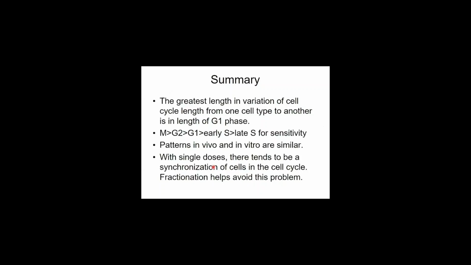So to summarize this topic, the greatest length and variation of cell cycle from one cell type to another is in the length of its G1 phase. If we look at those cells that are in the cell cycle, not G0, M is greater than G2, is greater than G1, is greater than early S, is greater than late S in terms of its pattern for radiation sensitivity. The in vivo and in vitro patterns appear to be very similar. And with a single dose of radiation, there will be synchronization. Fractionation helps to avoid that. We call that reassortment, and that reassortment is the first R in radiobiology.